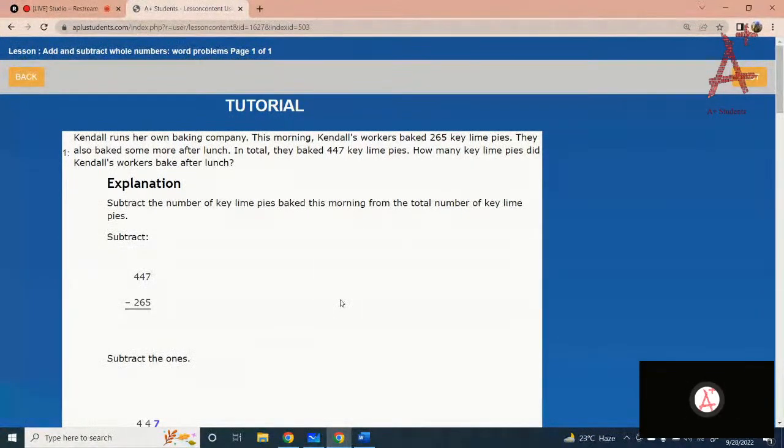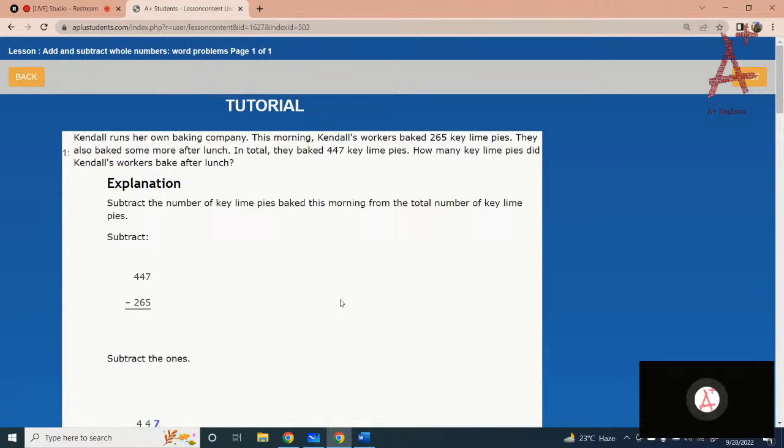So let me read the first question. Just listen to me carefully. Okay, Kendall runs her own baking company. This morning, Kendall's workers baked 265 key lime pies. They also baked some more in the afternoon after lunch. In total, they baked 447 key lime pies. How many key lime pies did Kendall's workers bake after lunch?